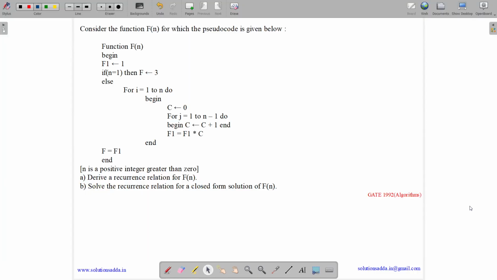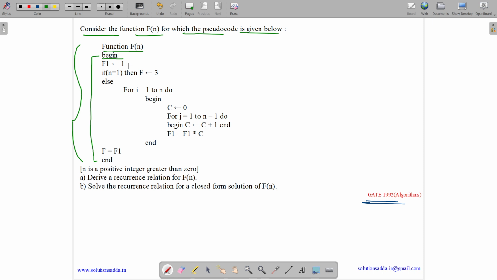This question belongs to algorithm subject and was asked in GATE CSE 1992. So the question states, consider the function fn for which the pseudocode is given below. So this is our function fn. So this is the definition of the function. We have begin followed by end.